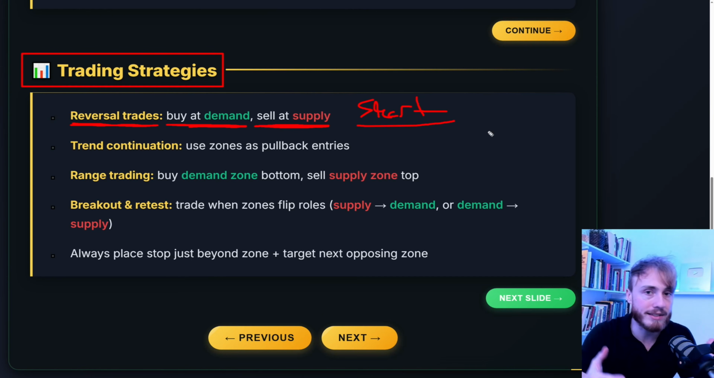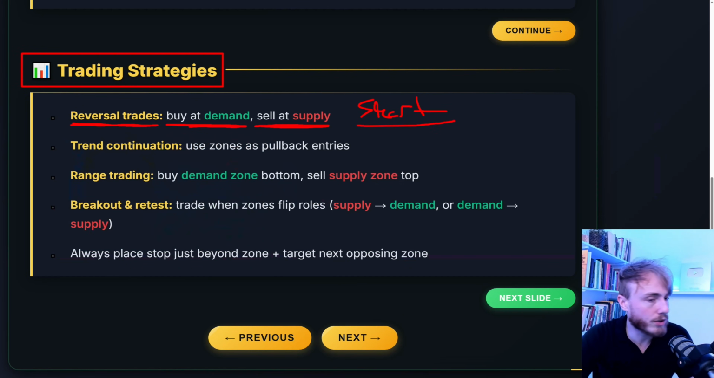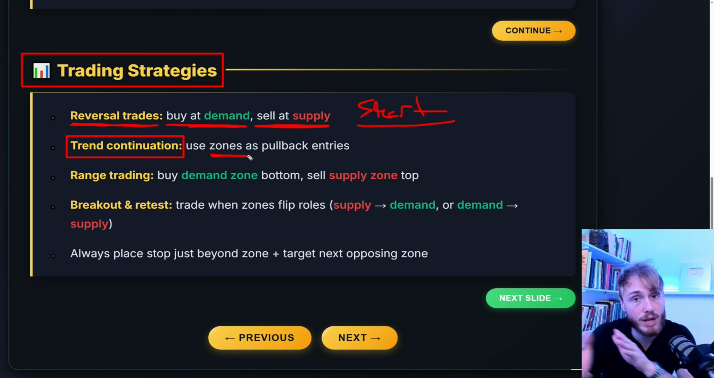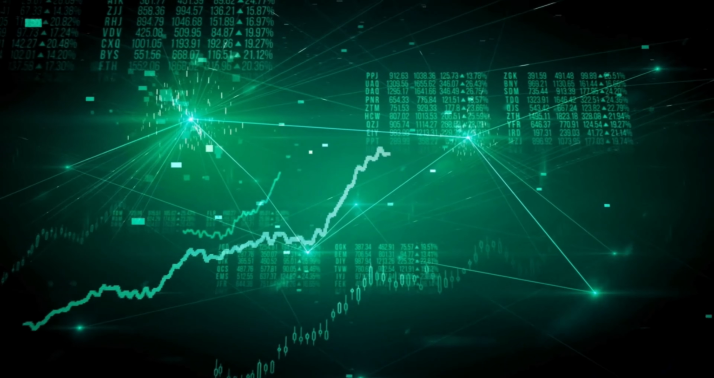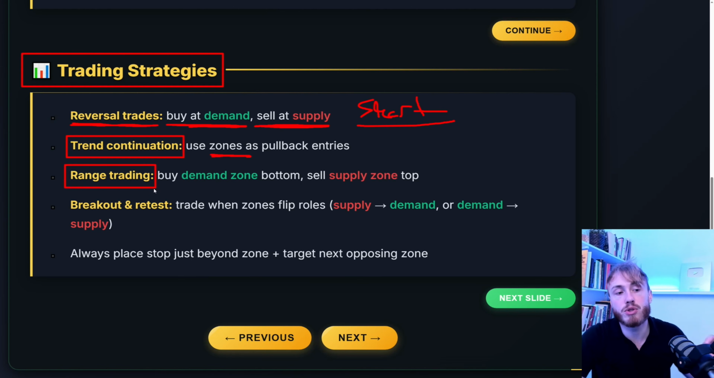Shorting is basically when you bet that the price will go down. You can make money from falling prices as well as you can make money from rising prices. And I do have a video about shorting if you want to learn more about that. But another common trading strategy is trend continuation. And this is where the strong low demand and strong high supply comes in. We can find these strong zones in trends. So in, for example, uptrends, we can find zones at strong lows and we can trade the pullbacks to these zones. Another common trading strategy is to trade ranges.